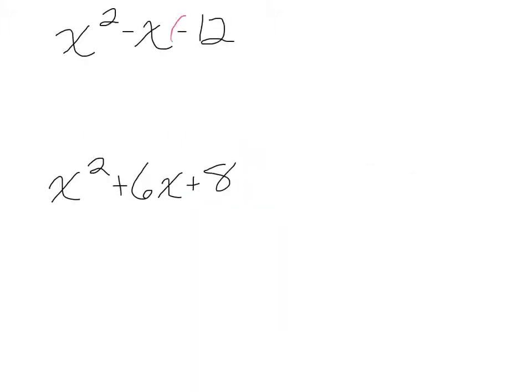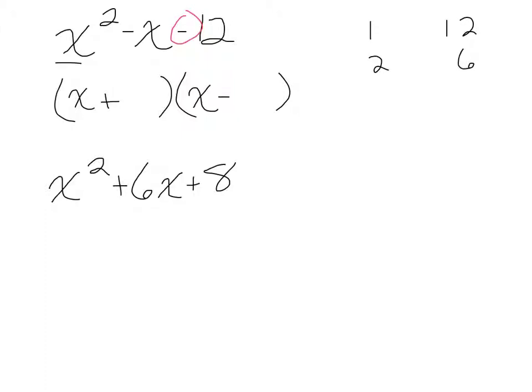In this one, I have a minus 12, which tells me that one of these has to be positive and one of them has to be negative. The x squared, I've got to have x and x out front. And now I need factors of 12, which could be 1 and 12, or 2 and 6, or 3 and 4. Now since these have opposite signs, I need numbers that have a difference of the coefficient of this x, which would be a difference of 1.